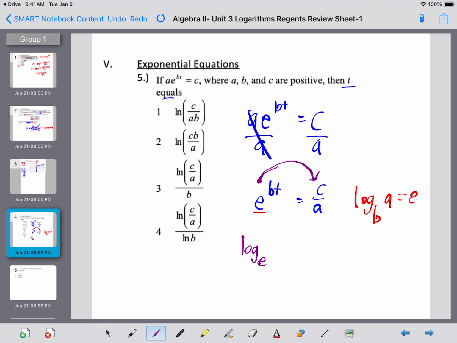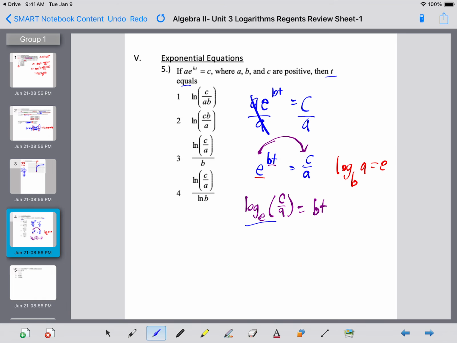Now before we even solve for t, we know that log base e is just your natural log. You could type in log base e in your calculator if we were evaluating a number, like a finite or defined solution. But log base e is the same as saying ln. So we have ln of c over a, it's just your natural log, equals bt. How do I solve for t? I want to get t by itself. So you divide by b. So that's either 1 over b ln of c over a, or it's ln of c over a, over b. That's option 3.